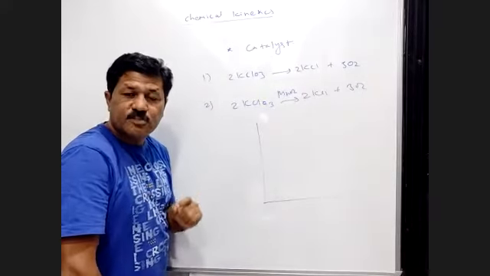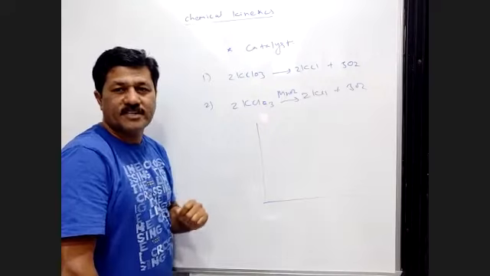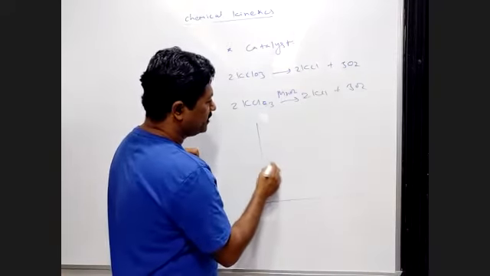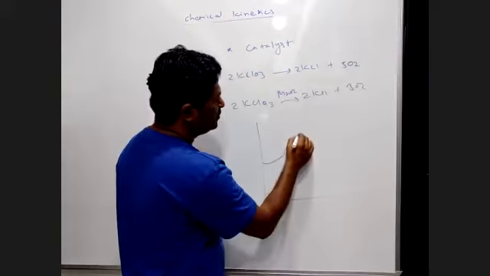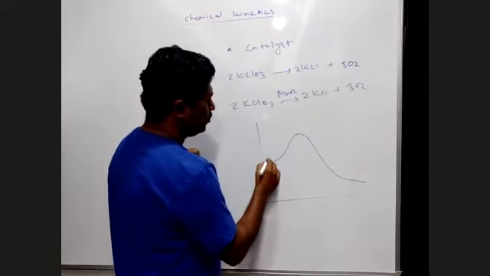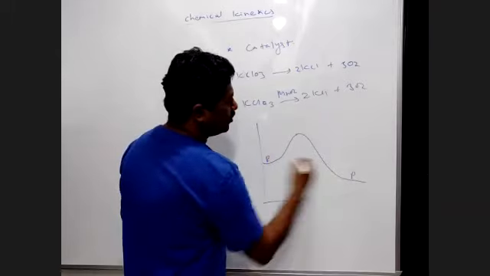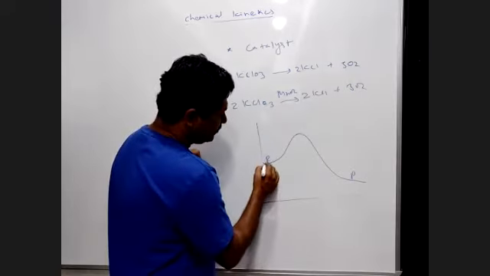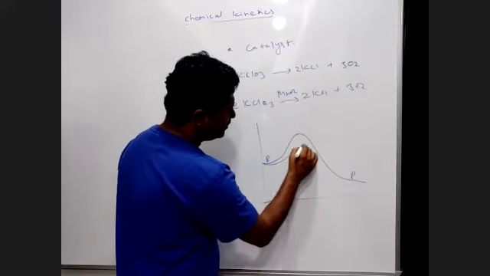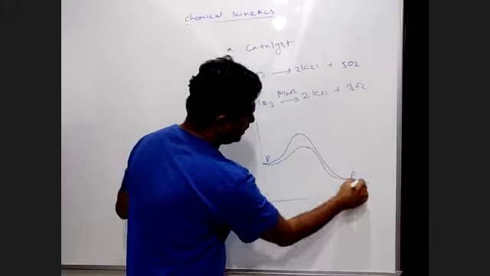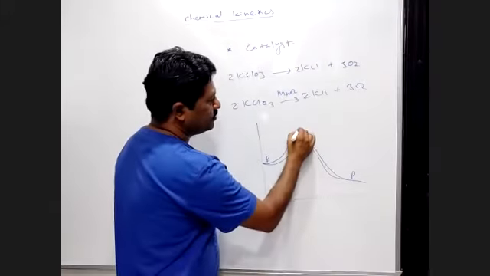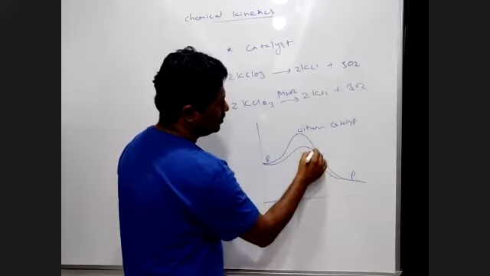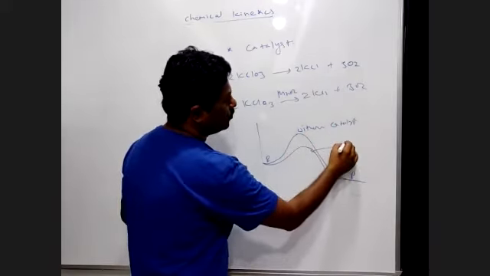So catalyst is the substance which decreases the activation energy of the chemical reaction. So we can see here, suppose this is the reaction. Okay, so this is the reactant and this is the product, and this is the first curve without catalyst, and the second curve is with catalyst, like this one. So देखिए, this is without catalyst, and this second is with catalyst.